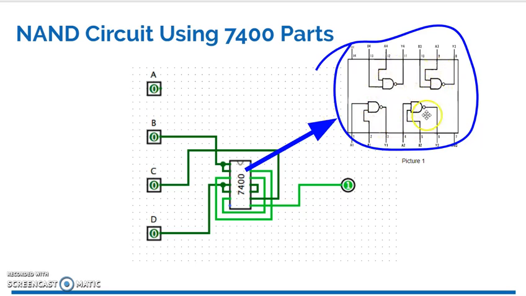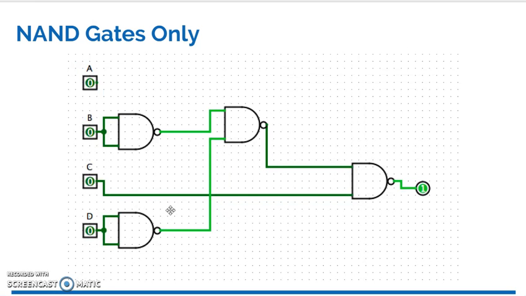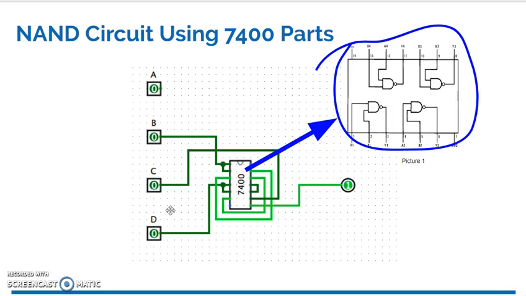So there's four NAND gates. So we were able to implement it. As you can see in the previous one, we needed 4 NAND gates. That's specifically the amount that we have in the 7400. So we were able to implement it easier.